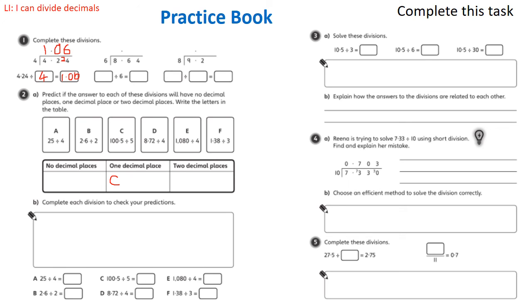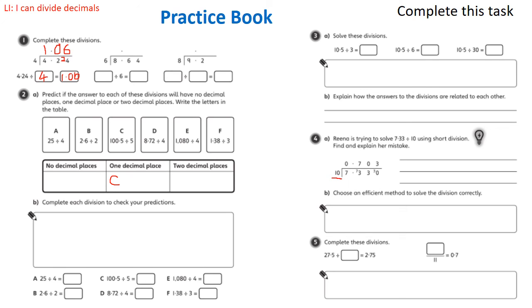Question 4. So Rena is trying to solve 7.33 divided by 10 using short division. Find her mistake and explain it. And then afterwards, you have to choose a more efficient method. I'm hoping all of you will know that if we're dividing by 10, we do not do a bus stop. How do we do it? It's got to do with columns and moving digits. But first of all, what mistake has she made?